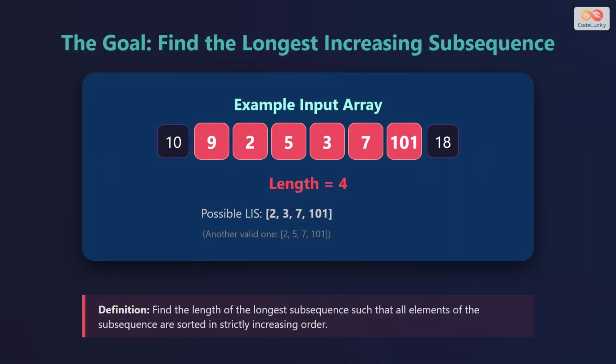Here is the problem. Given an integer array, we need to find the length of the longest subsequence where the elements are strictly increasing. Look at this example array. We have 10, 9, 2, 5, 3, 7, 101, and 18. One valid increasing subsequence is 2, 3, 7, and 101. This has a length of 4.